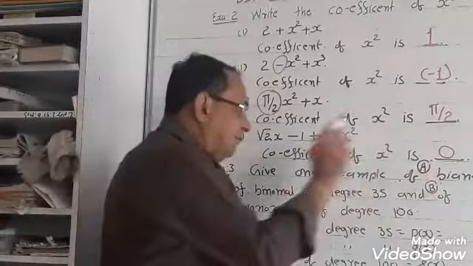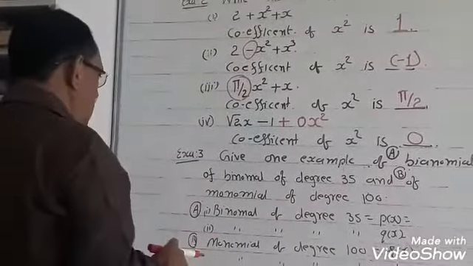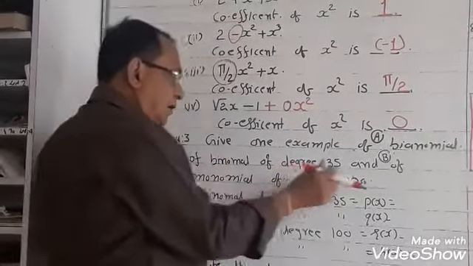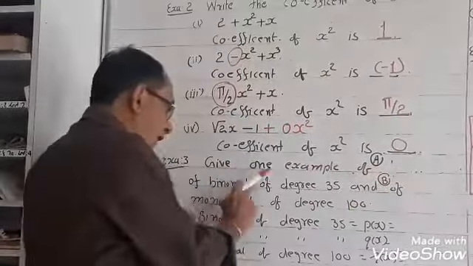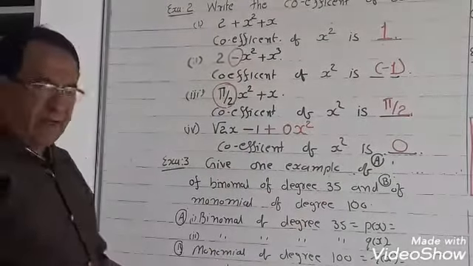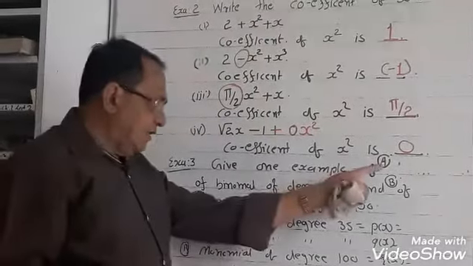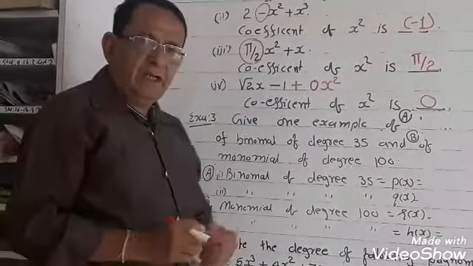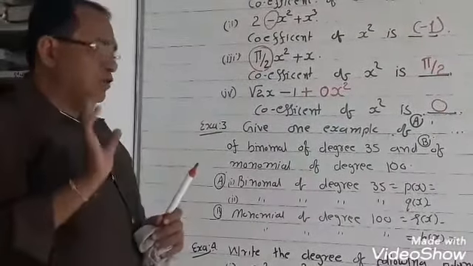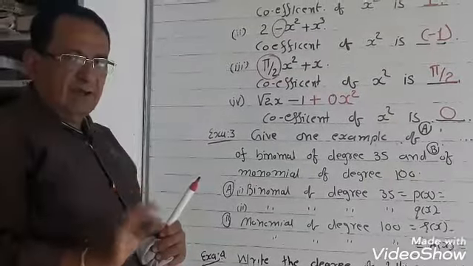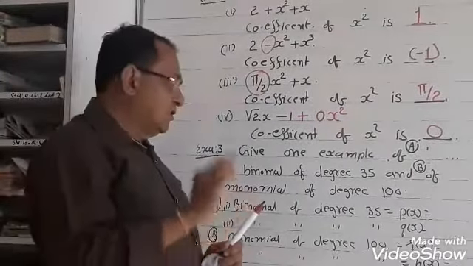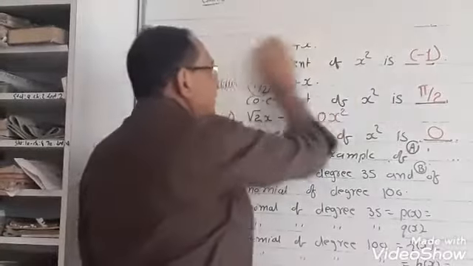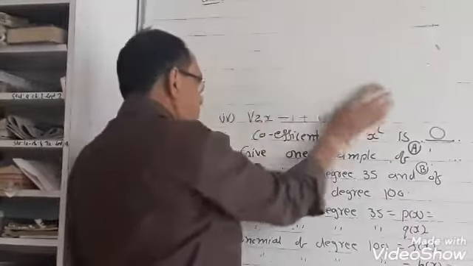Now example number 2. Give one example of binomials of degree 35, and second, monomials of degree 100. So we have to write one example of a polynomial whose degree is 35. Whose degree is 35, such a polynomial we have to find.